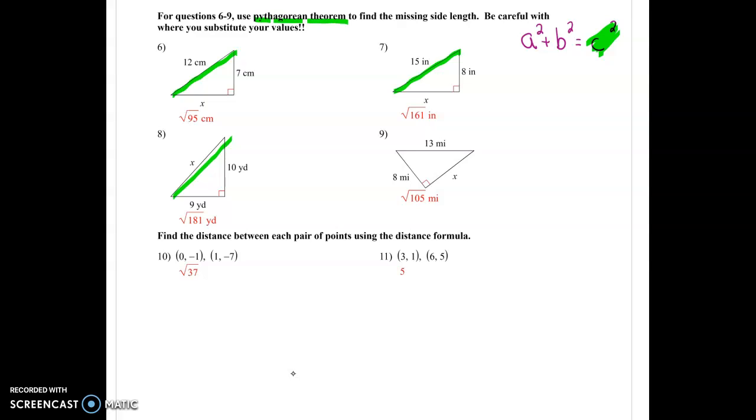So let's start with number 6, and my side lengths for the A and B are going to be 7 and then this x. So I'll put 7 squared. This is for number 6. Actually, maybe I'll put it over here. 7 squared plus the other side squared, so x squared equals my hypotenuse, which is 12 squared. Again, notice I'm putting these in parentheses.